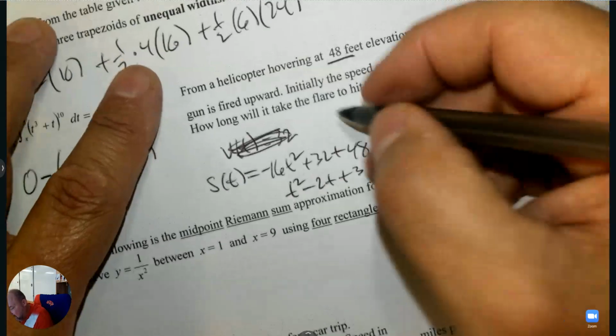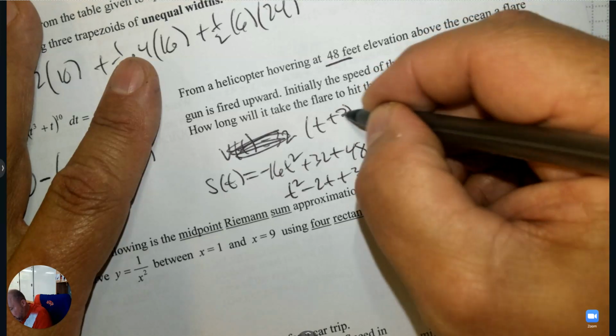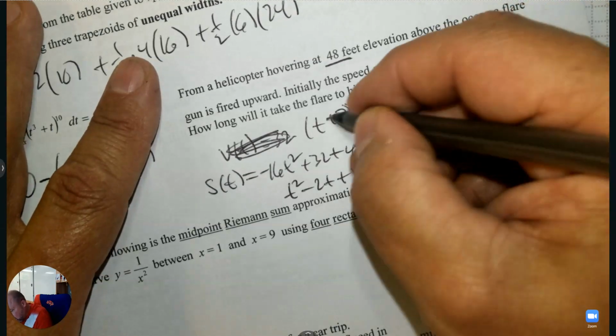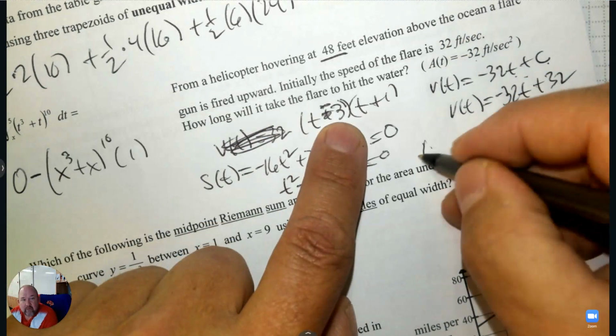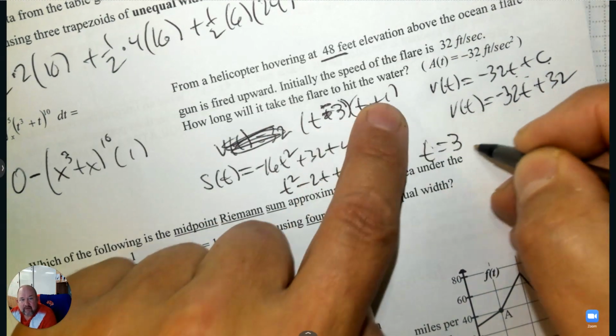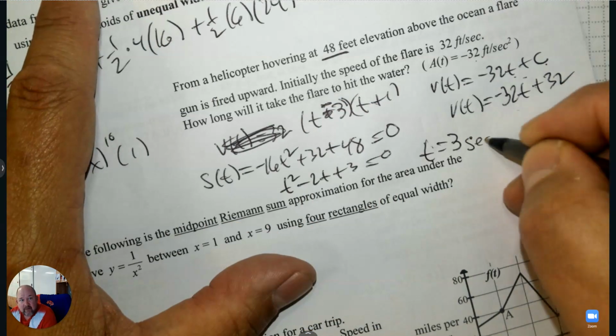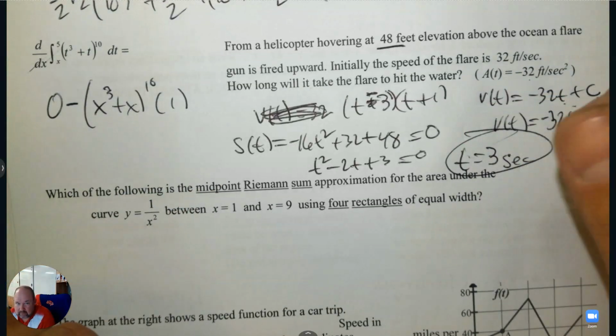And then when I factor this, I only want the positive answer. So this answer is 3, and this answer is negative 1, so I want 3. So at 3 seconds, it hit the water.